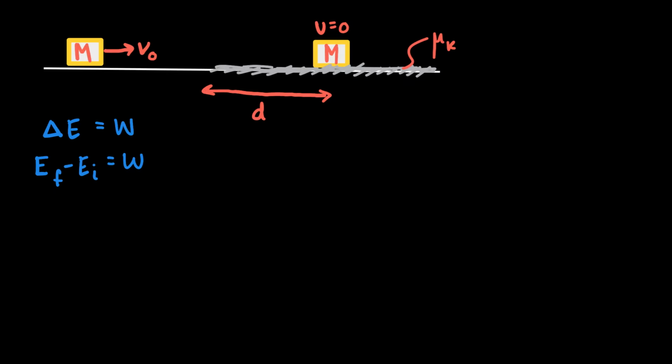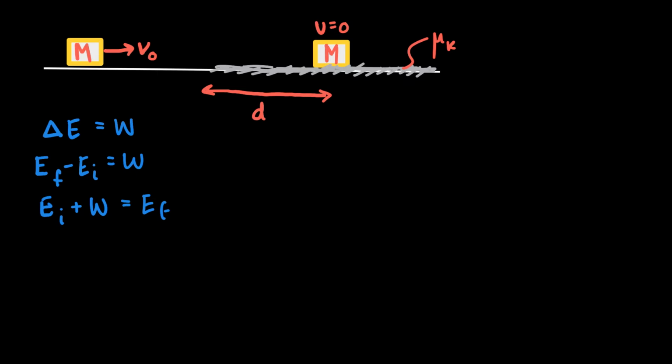equals W. And so another way of writing that is the initial energy plus whatever work was done to the box must be equal to the final energy. And so we need to determine what type of energy the box has initially and what type of energy the box has finally.